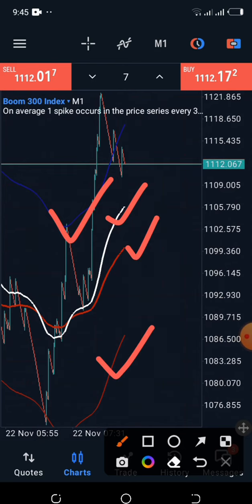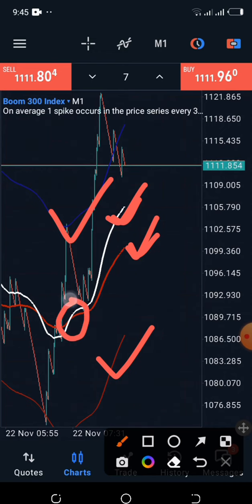What you are going to be looking out for is when the white and the red, that is the thick one, which is this one here, cross to the upside. That's the first condition. You have to wait for when the two indicators in the middle cross to the upside, which is this. As you can see here, it crossed to the upside. That's the first condition.